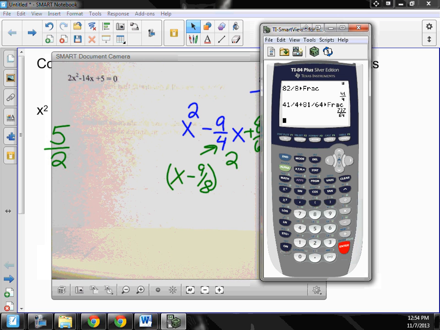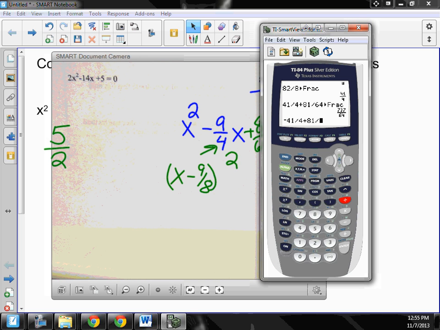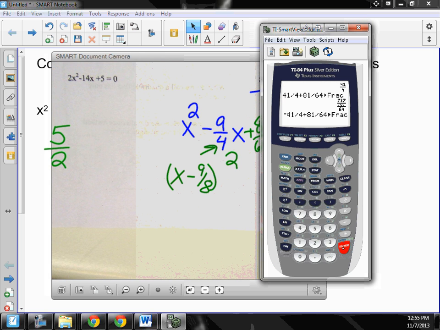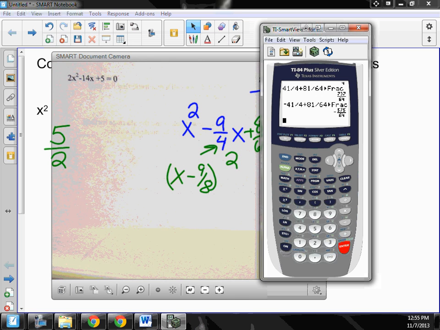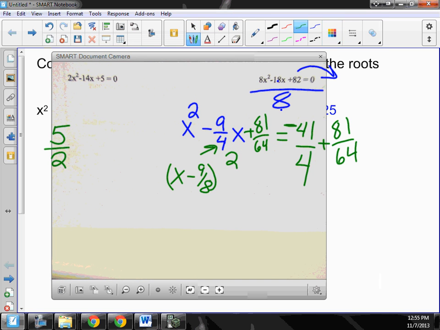Did I mess that up? That looks different from what I'm used to. Yes, that's why it looks wrong. So it's negative 41 fourths plus 81 64ths. Negative 575 over 64. So my problem was that should have been a negative 41. So this equals negative 575 over 64. And notice the denominator is still a perfect square. That will always happen. So I take the square root.